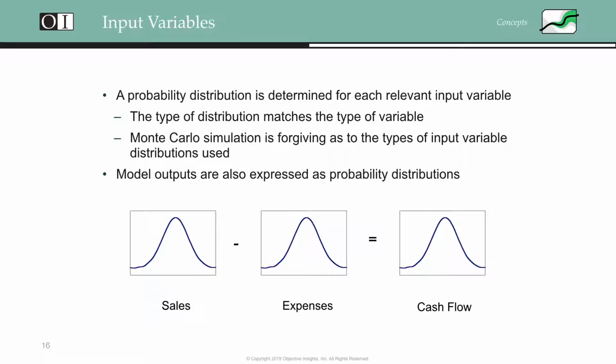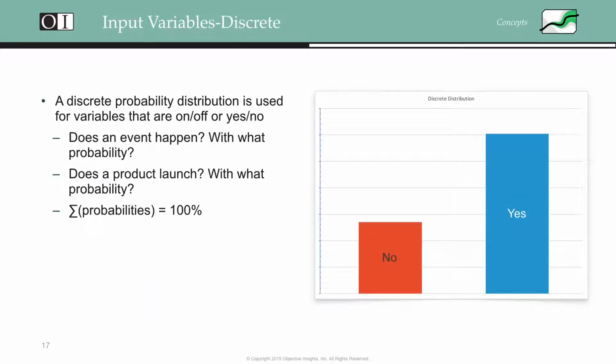So what types of variables can we use in a Monte Carlo simulation? The first is discrete variables. Discrete variables are on or off, yes or no. For example, does an event happen? Does a product launch? What's the probability? The summation of the probabilities for all the branches must equal 100%. So if the product has a 70% chance of launching, there must be a 30% chance that it doesn't launch.